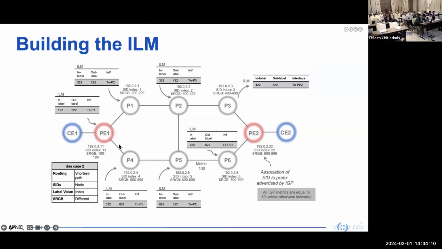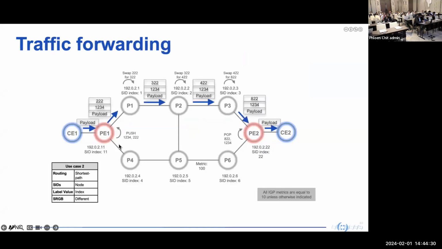Since each router has its own SRGB range, we are using index values rather than absolute values. Every node needs to calculate the label values based on its SRGB range plus the index. As a result, the label values for the same node SID are different along the path because they have different ranges. We can see PE1 pushes 222 for reaching PE2. When the packet arrives at P1, it swaps from 222 to 322. When it arrives at P2, it swaps from 322 to 422. And when it arrives at P3, it swaps from 422 to 822.